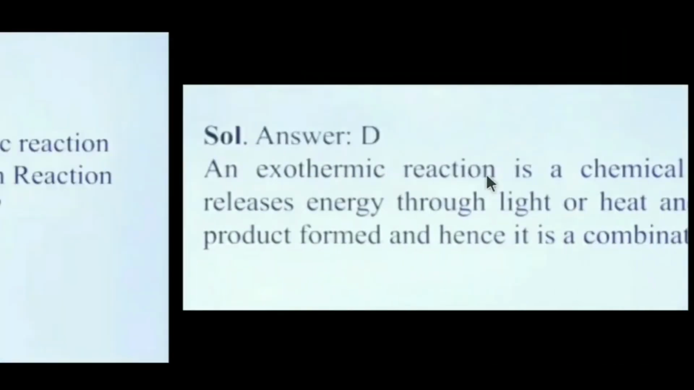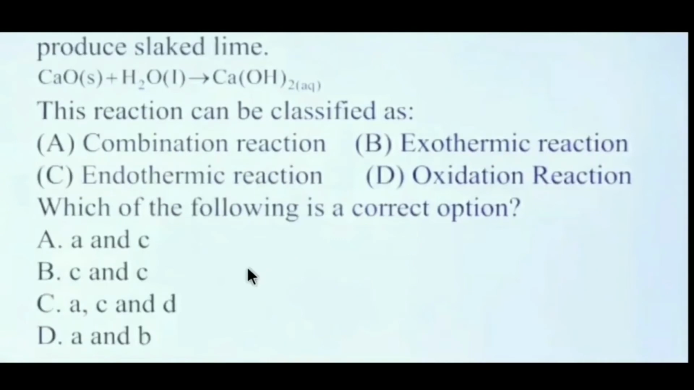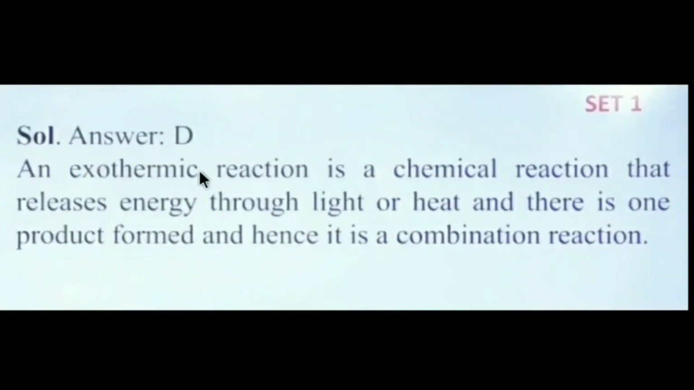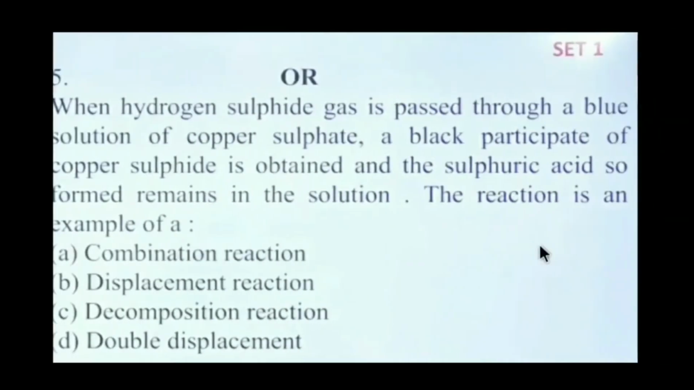So the answer is D. A and B means combination and exothermic reaction. An exothermic reaction is a chemical reaction that releases energy through light or heat, and there is one product formed, and hence it is a combination reaction.